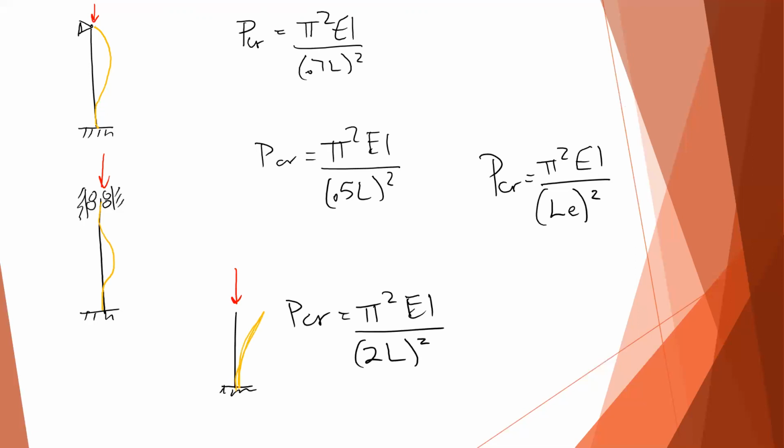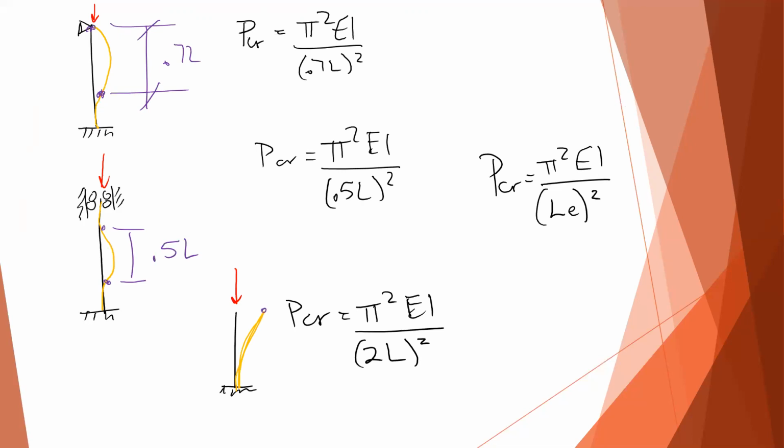So in this top example, you find the inflection point somewhere about here. Remember, the inflection point is where it goes from being concave one direction to concave the other. So this distance from the pin, which is also an inflection point, you have zero moment there, so that makes it an inflection point. This is 0.7 L. Down here, the distance between these two inflection points is 0.5 L.